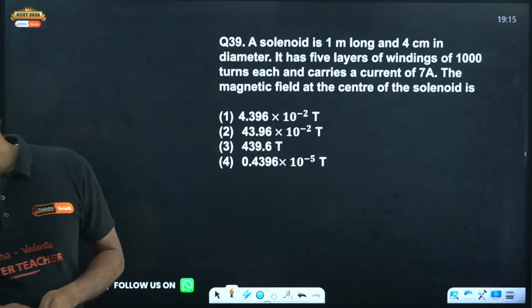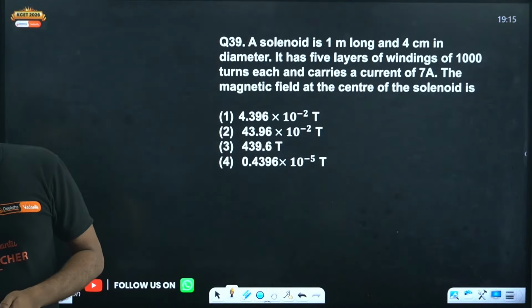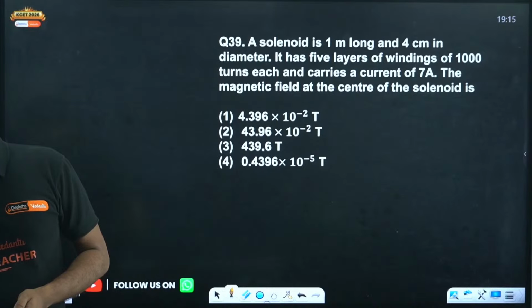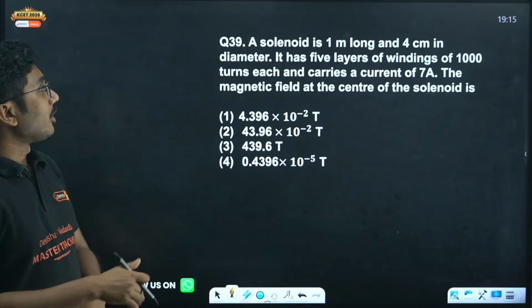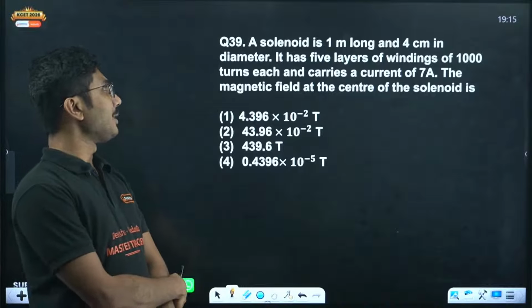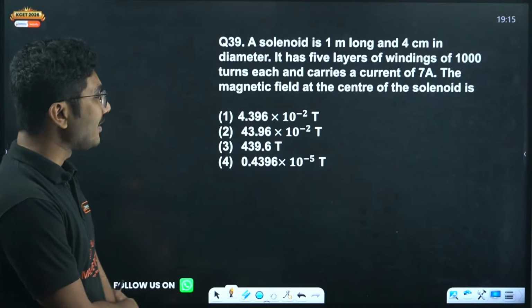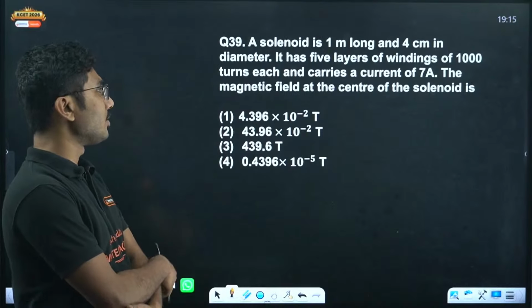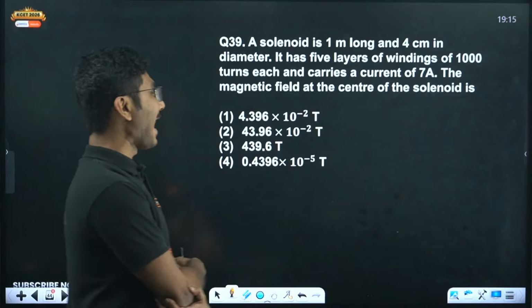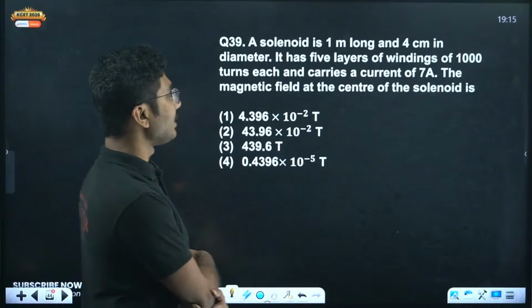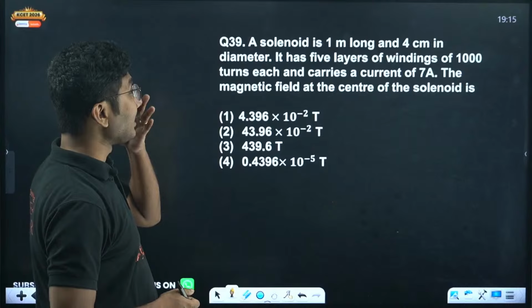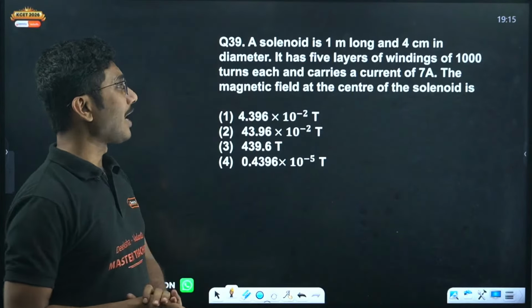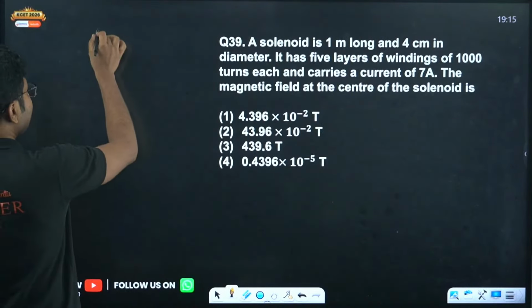A solenoid is 1 meter long and 4 centimeter in diameter. It has 5 layers of windings of 1000 turns each and carries a current of 7 ampere. The magnetic field at the center of the solenoid is. So 1 meter long, 4 centimeter diameter, 5 layers of windings, 1000 turns each.